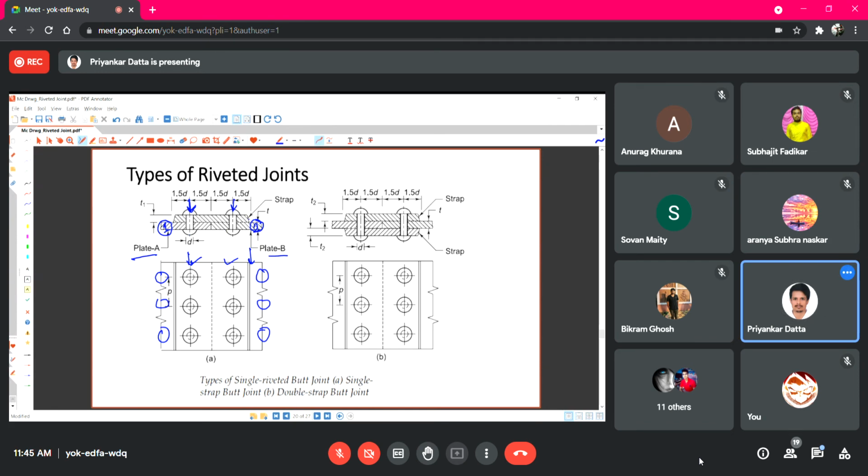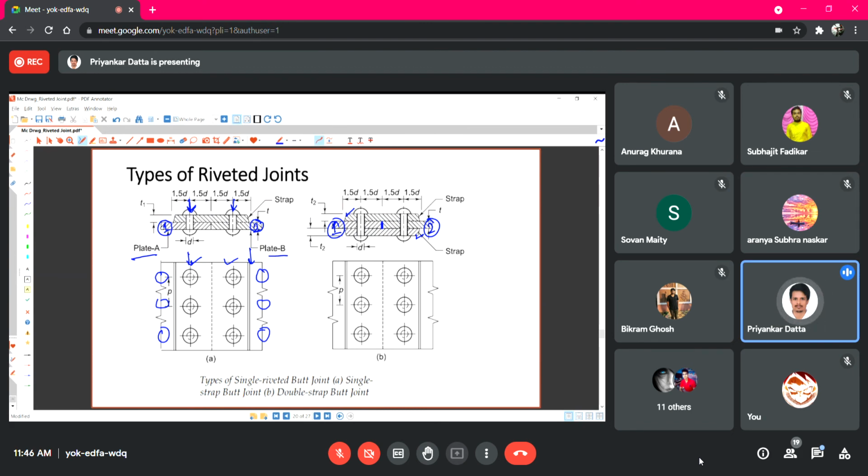Now, in this case we have used a single strap. There is a possibility that we can use a strap on both sides of the primary plates. So this is primary plate 1 and this is primary plate 2. They are touched with each other or butted with each other at this face. Above that, one plate strap is attached. Below that, another plate strap is attached, and all four parts are connected using these riveted joints, and that is called double strap butt joint.